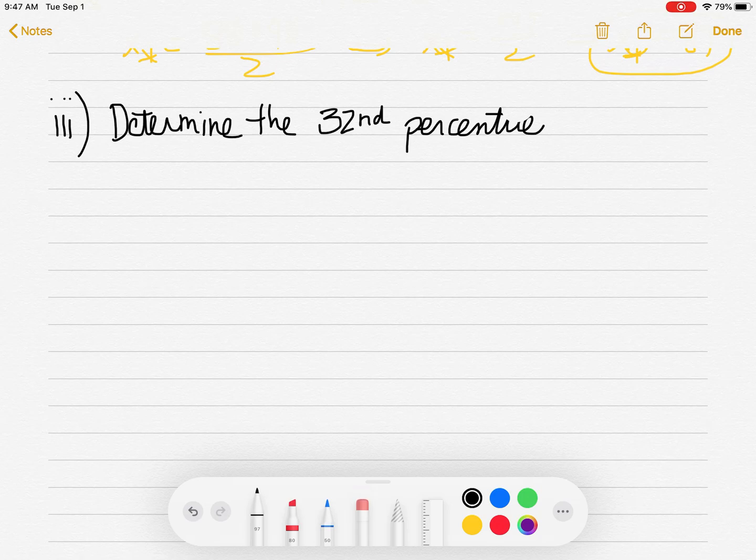That shouldn't have a cross on it. It should just be a dot with an L right there. Okay, 32nd percentile. So first you have to have your data set listed in order from smallest to largest.